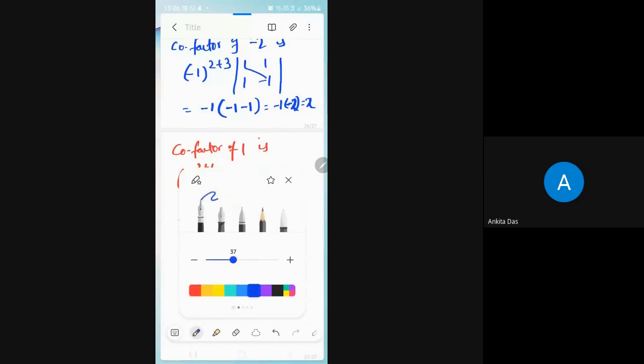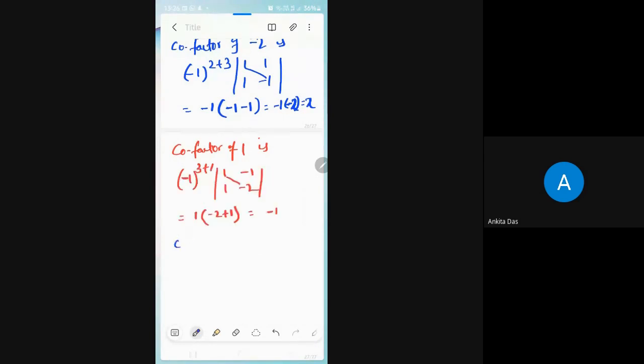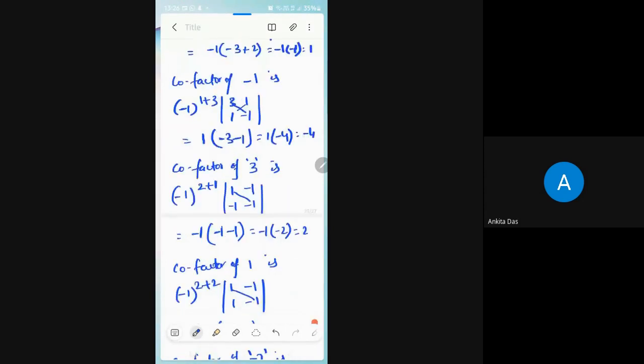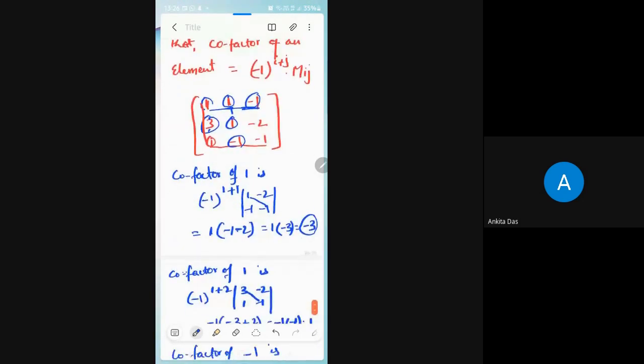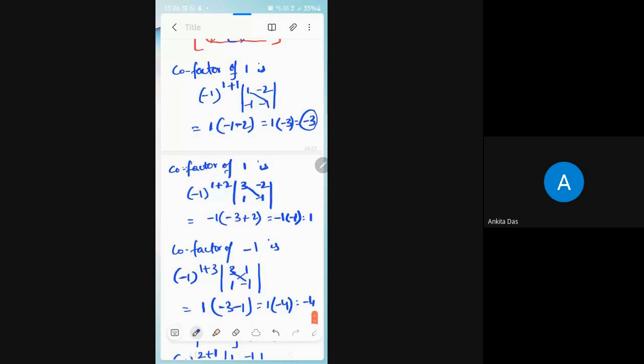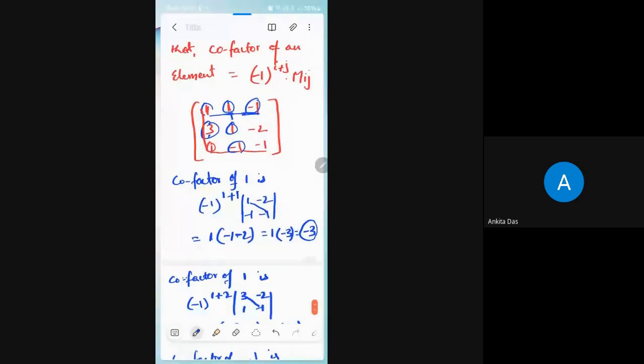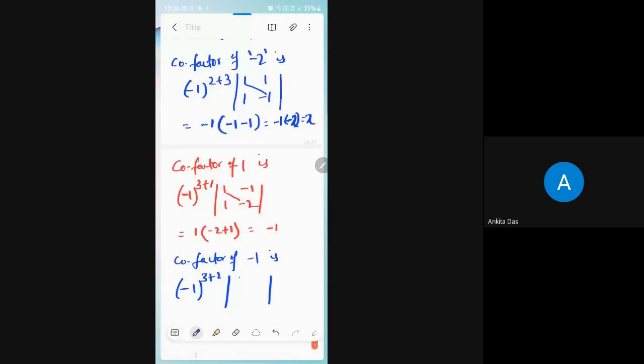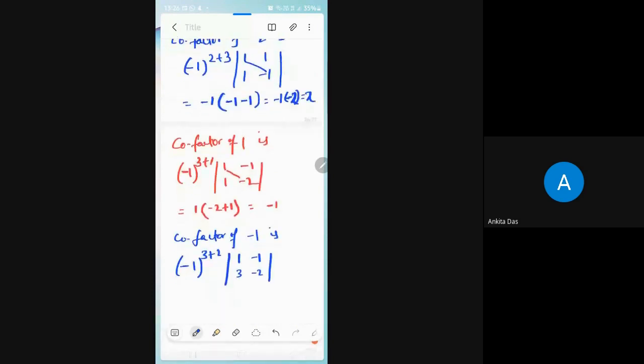Now the next one, the cofactor of minus 1. This one. The cofactor of minus 1 is minus 1 to the power of, this is in the third row plus second column, into the determinant of: if you leave the third row and second column, you will get 1 minus 1, 3 minus 2. This implies minus 1.